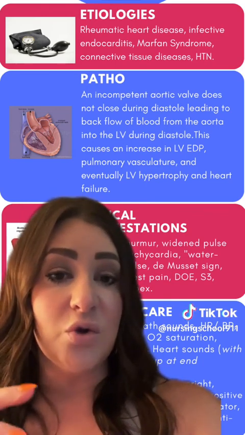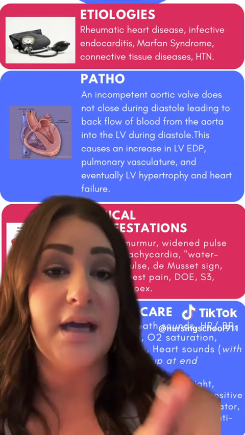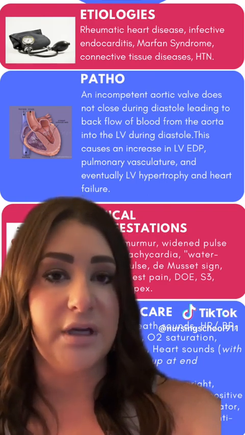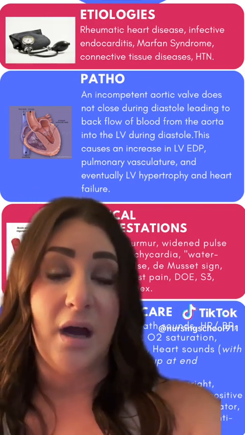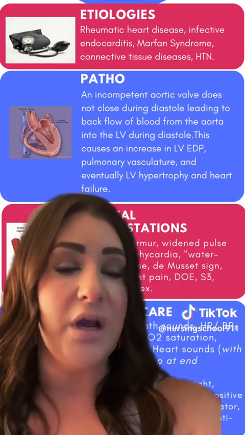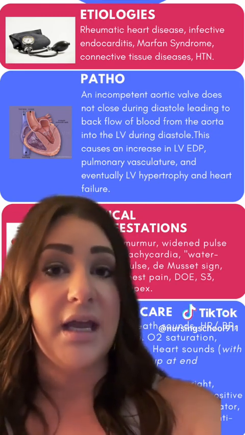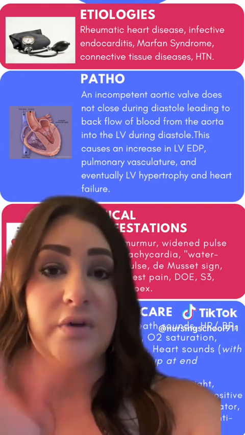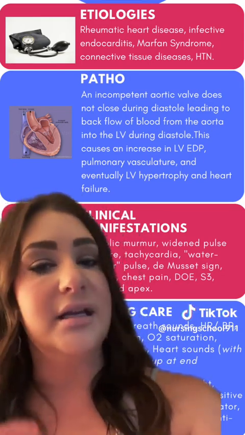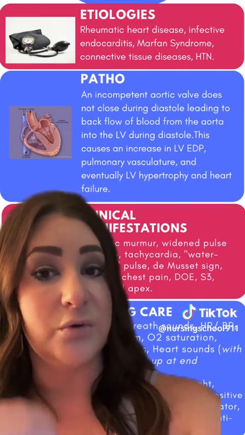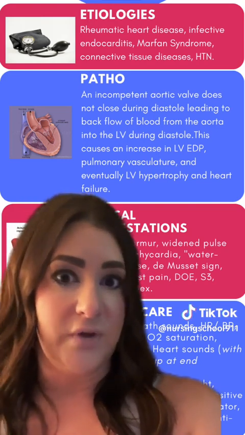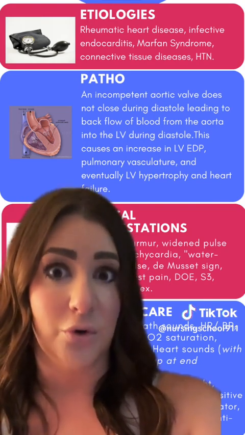This causes an increase in left ventricular end diastolic pressure. It increases pressure in the pulmonary vasculature because always remember, if blood is not being moved forward, where is it backing up into? And we know that blood is returned from the lungs into the left side of the heart. So if it's not moving forward, blood is going to back up into the lungs. Eventually that leads to left ventricular hypertrophy, which we know is enlargement, thickening of the ventricular walls, and then heart failure as aortic regurg progresses.